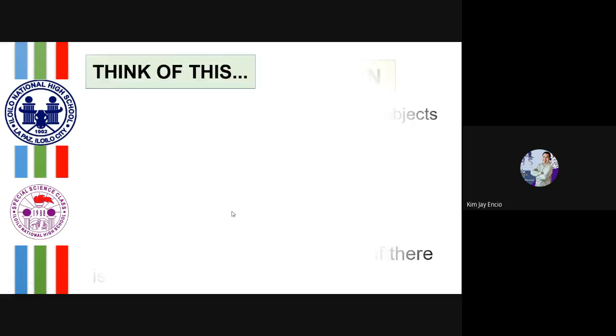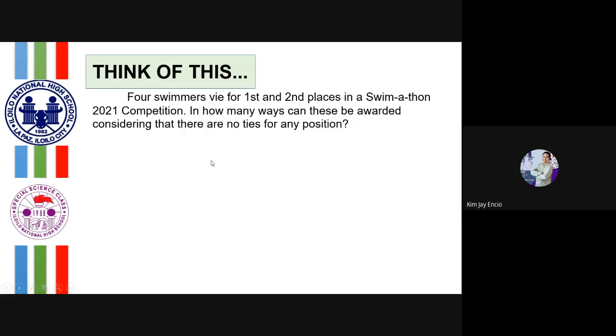Let's have the previous example, the same problem, and we could see that our n is 4. How come n is 4? Because there are 4 swimmers. And how come our r is 2? This is the number of slots, the first and second places.